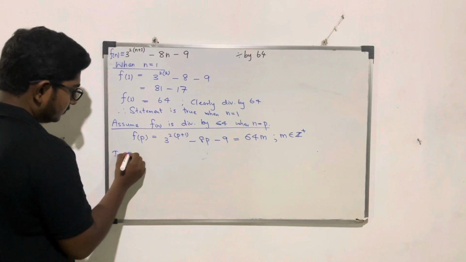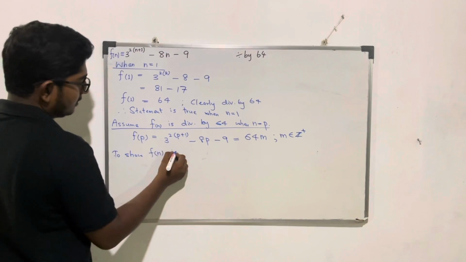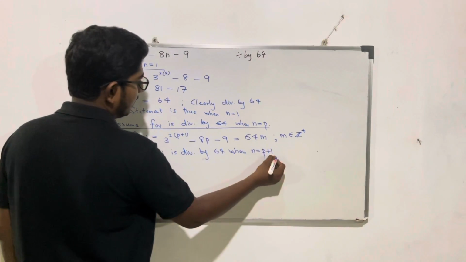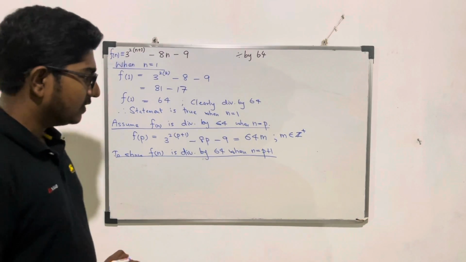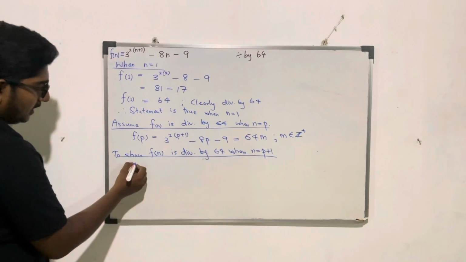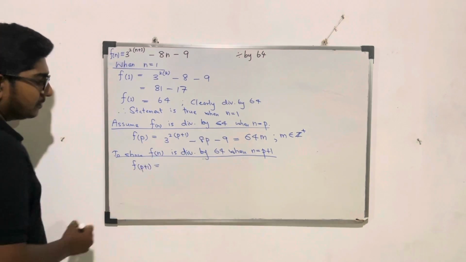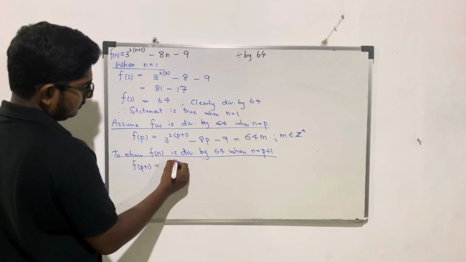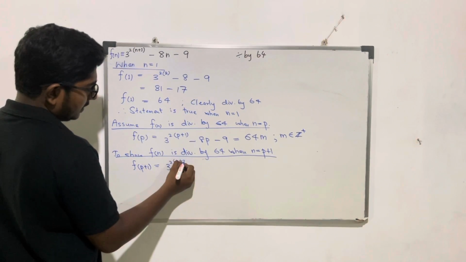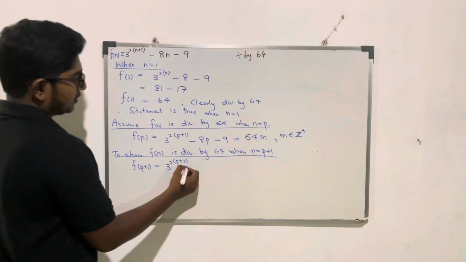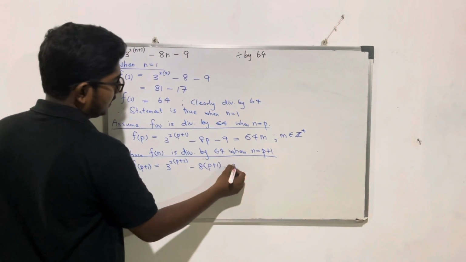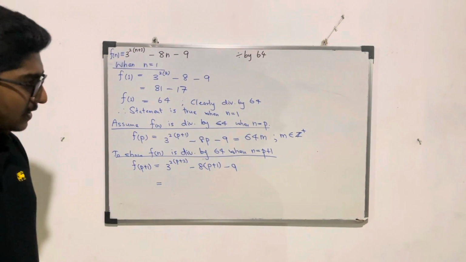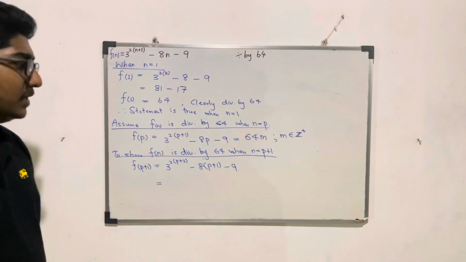Then we have to show f of n is divisible by 64 when n equals p plus 1. Now we have to show the same result when we increase this value by 1. So that is f of p plus 1. So what is f of p plus 1? 3 to the power 2p plus 2, p plus 1 becomes p plus 2, minus 8 into p plus 1 minus 9. So we have to show this is divisible by 64. It means we have to express this expression as 64 times a positive integer.